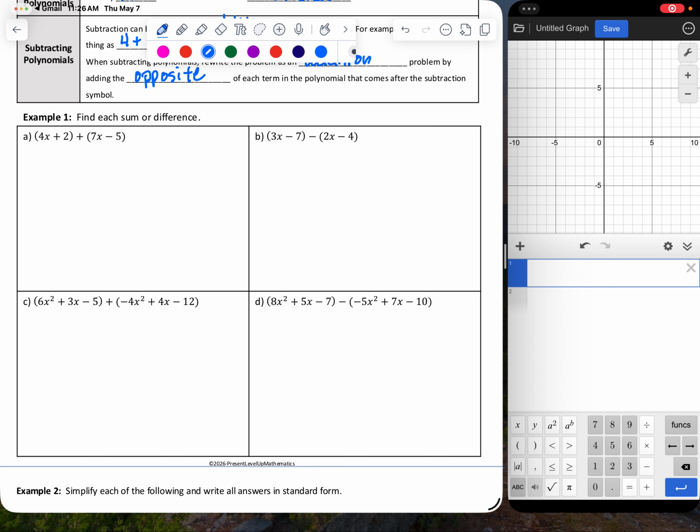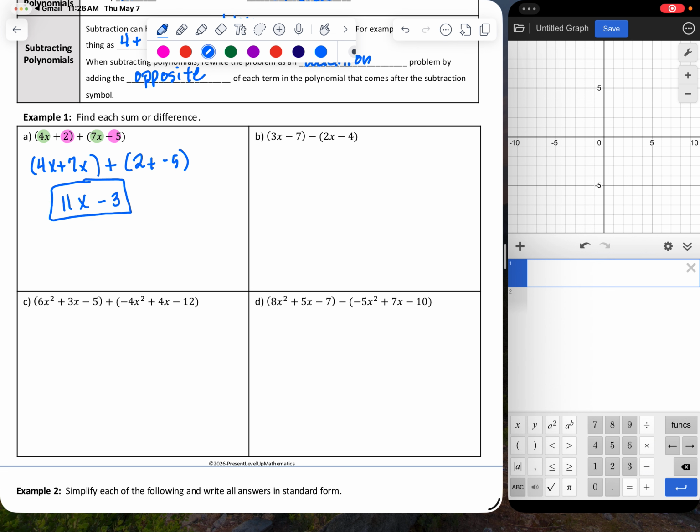So to add two polynomials, we simply identify the like terms and then add their coefficients. So if I were to identify the like terms, 4x and 7x are said to be like terms, and the 2 and the negative 5 are said to be like terms. So I'm simply going to take the 4x plus the 7x and add the 2 plus negative 5, and then rewrite this as one polynomial. So 4x plus 7x is 11x, and 2 plus negative 5 is negative 3. So we would write negative 3 as minus 3.